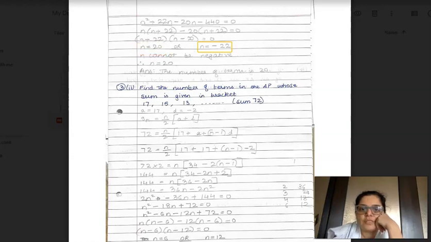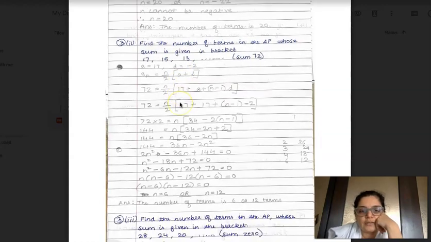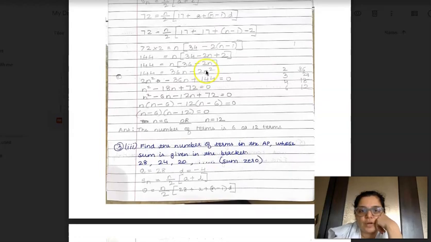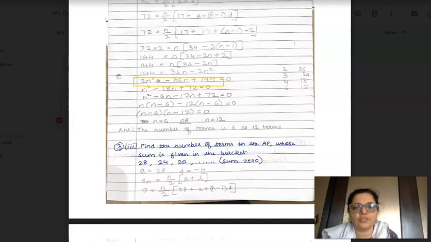Find the number of terms in the AP whose sum is given in the bracket. Again, the sum is given to me as 72. Here too, I land up in a quadratic. Please go through the quadratic here. You all can pause the video and try and solve it yourself. Please focus here. When you have formed this quadratic, the numbers are too large.